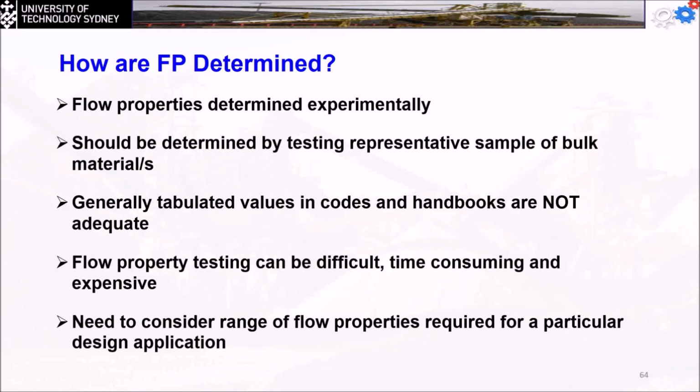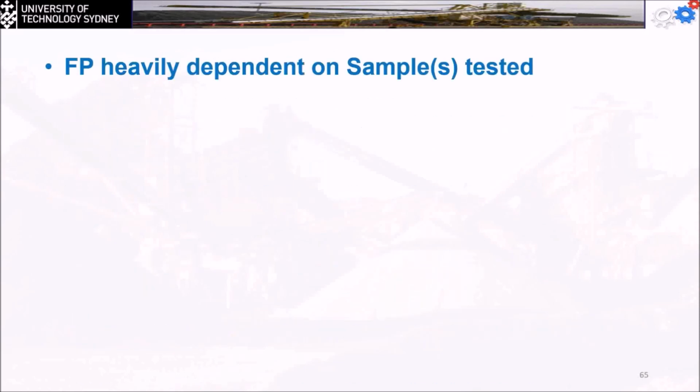So flow property testing can be difficult, time consuming and quite expensive, and you need to consider a range of the flow properties required for the particular design application. The flow properties are heavily dependent on the sample being tested, depending on the particle size distribution, the particle shape, the chemical composition of the particle, the moisture content, the temperature, and whether it is dangerous, could it explode? And it's necessary to measure the flow properties in appropriate testing devices.